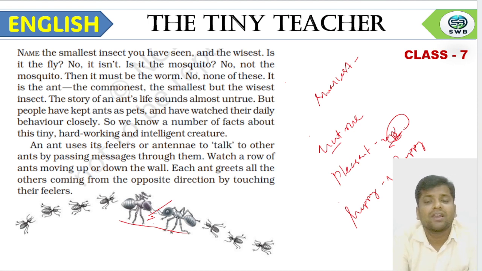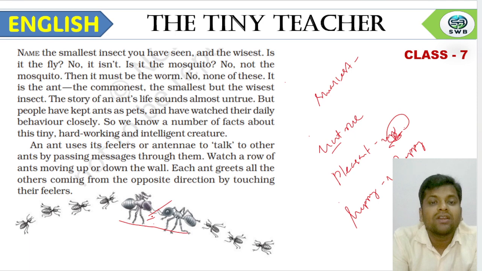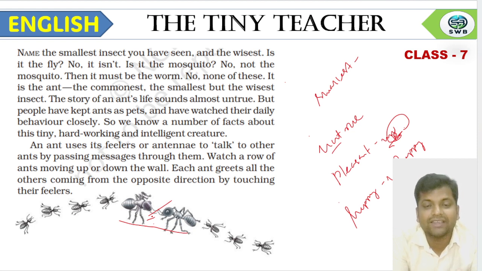And the writer is telling, have you ever seen a row of ants when some of them are going up on a wall and some of them are coming down on a wall? When they meet each other, you might have seen that every ant greets each other through their antenna. Greeting here means they want to pass some message to the other.